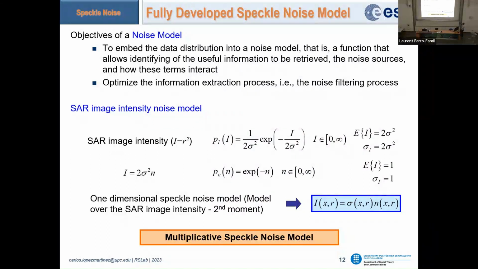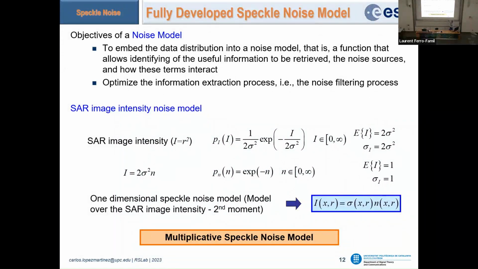Okay, so which is the model we are going to use? Basically, how do we relate this noise with this useful information? If we take a look at the distribution of the SAR image intensity, as I said before, it corresponds to an exponential, so no problem. Mean value equal to the variance. So let's remove this 2 sigma square from the noise. Therefore, we can write the intensity as given in here: intensity is 2 times sigma square times n, where n is our noise, and 2 sigma square is our mean value.